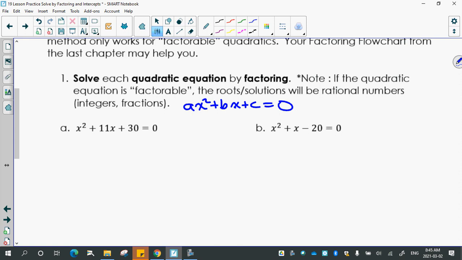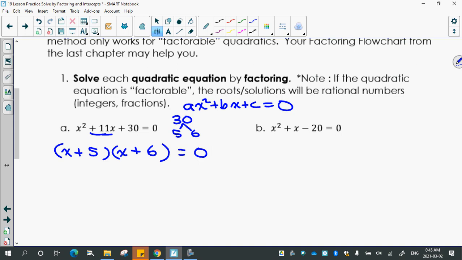So then we're going to classify the trinomial that's on the left side. What type of trinomial is it? Simple. So a simple trinomial is a one-step. That means I should be able to do this. Okay, so I would have an x at the start of each factor, and then 2 numbers that multiply to 30, but also add to 11. 5 and 6. So 5 times 6 is 30, 5 plus 6 is 11.